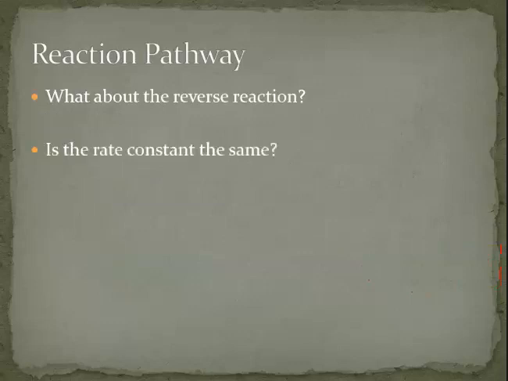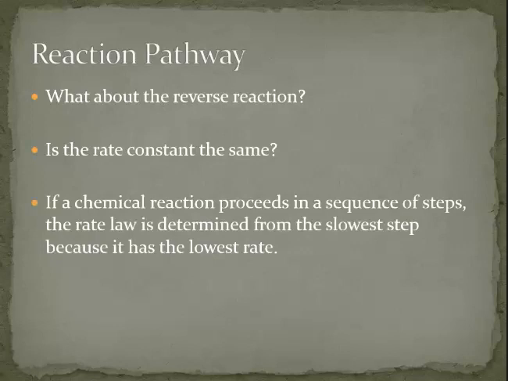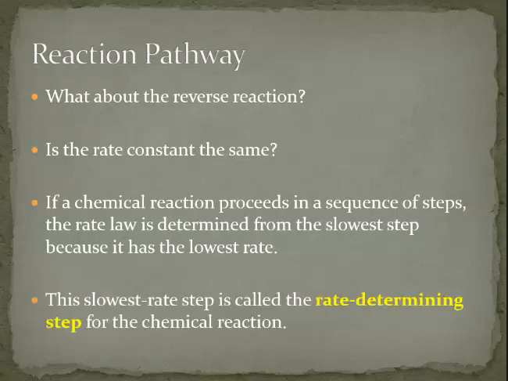All right, so what about that? It's written as a rate constant, same? Definitely not. If a chemical reaction proceeds in a sequence of steps, the rate law is determined from the slowest step because it has the lowest rate. That slowest step is called the rate determining step. So the rate law of the overall reaction always matches the slow step of your mechanism.